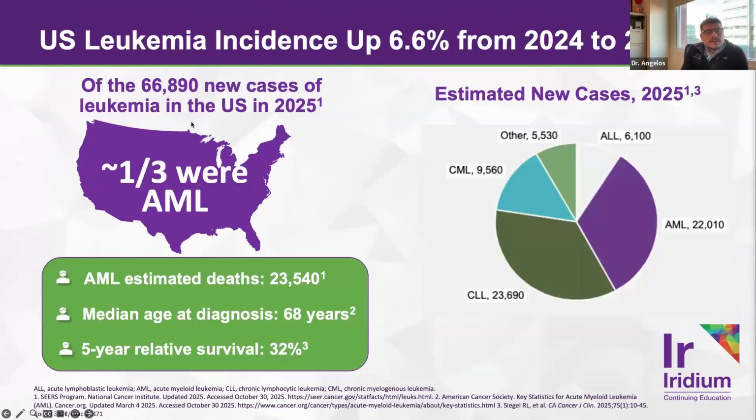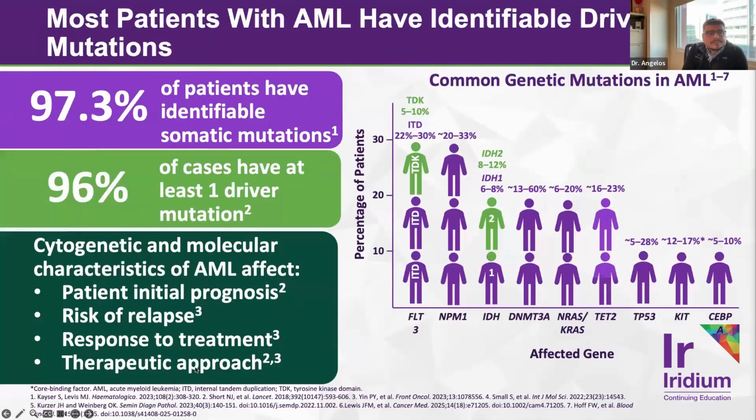So in the grand scheme of things, in terms of cancer diagnoses, AML continues to be a rare disease. There is only about 65,000 new cases of AML in the United States in 2025. It remains one of the more prevalent leukemias that we do see. And it oftentimes is a disease of older individuals. So the median age at diagnosis was 68, and outcomes continue to remain poor, unfortunately, with a 5-year relative survival rate about 30%.